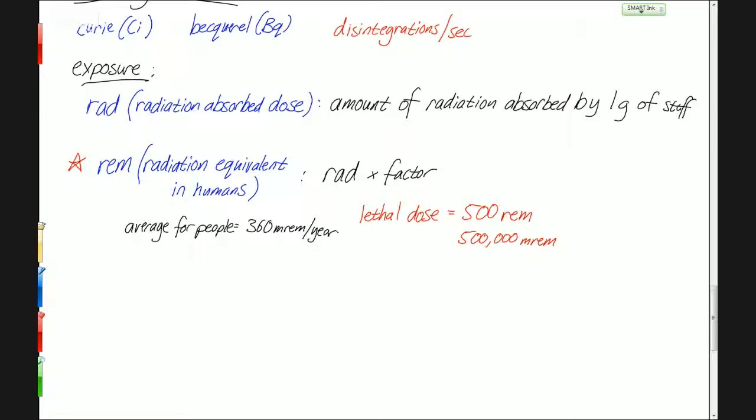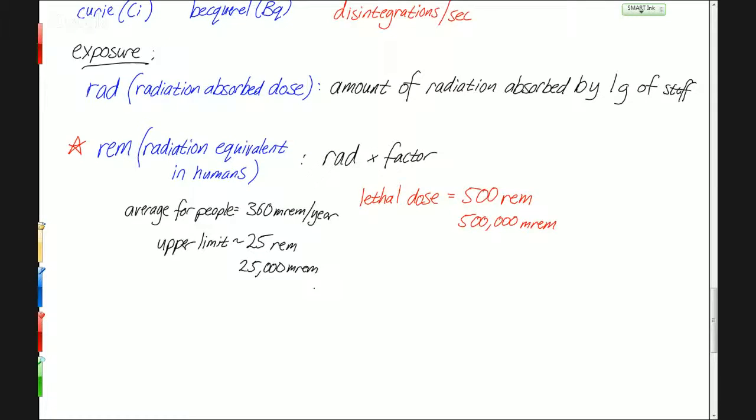Generally, we don't want to get more in our lifetime than about 25 rem, which is about 25,000 millirem. So that's how much you want to be exposed. You don't want to ever be exposed to more than that in a single dose. That's what we've kind of agreed upon is relatively safe, or about 5 rem per year.